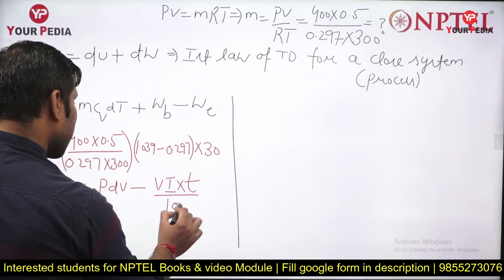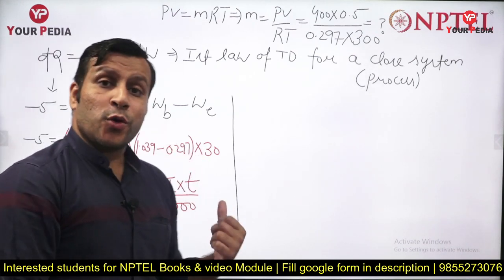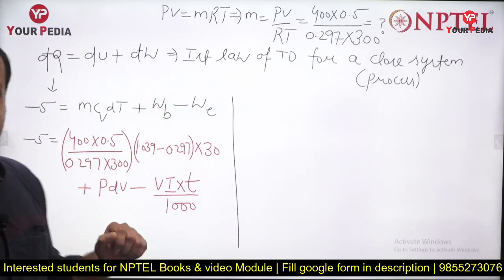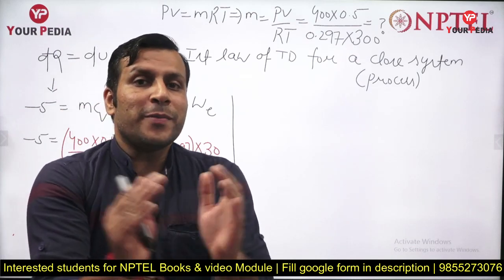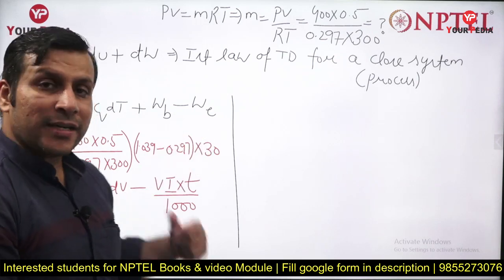Divide by 1000, guys. Why? Because this is in kilojoule. This is also in kilojoule. How? This CV we are taking in kilojoule per kg Kelvin. What will be the unit of CV, guys? Kilojoule per kg Kelvin. So mass kg will cancel out, here Kelvin will cancel out.